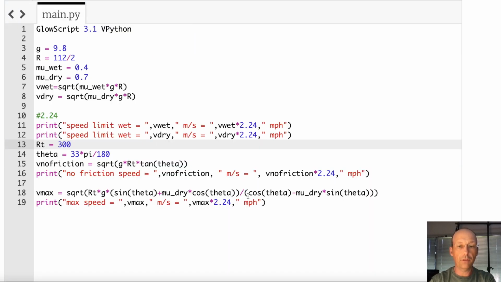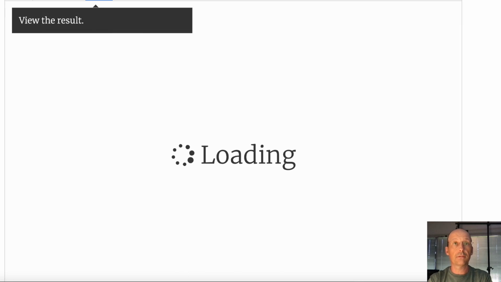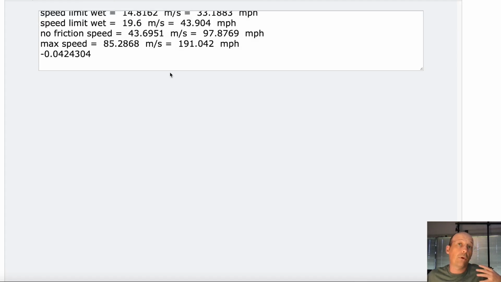Let's just do a quick calculation. I'm just going to print it out. Let's say print sine theta minus mu dry times cosine theta. If this number is negative, then there's no answer. It's negative. So when I take the square root, because the bottom is going to be positive, I get an imaginary number. So this means that you could be stopped and you would not slide.